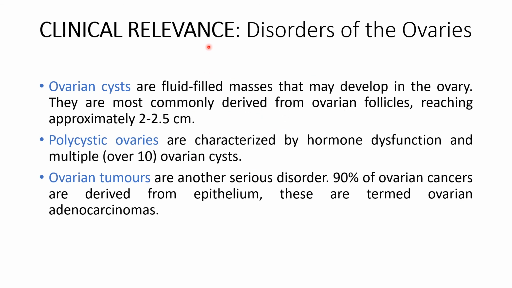About the clinical relevance of ovary, some disorders are mentioned here. Ovarian cyst, polycystic ovary, and ovarian tumors. Ovarian cysts are fluid-filled masses that develop within the ovary. They are most commonly derived from ovarian follicle, reaching approximately 2 to 2.5 cm in size. Polycystic ovaries are characterized by hormone dysfunction and multiple ovarian cysts, usually more than 10.